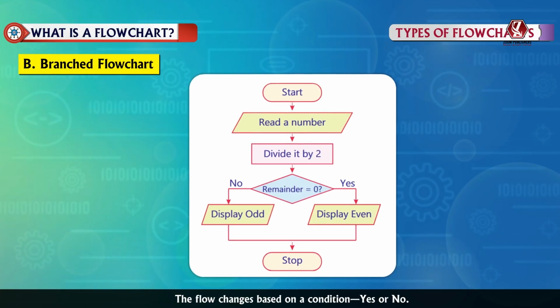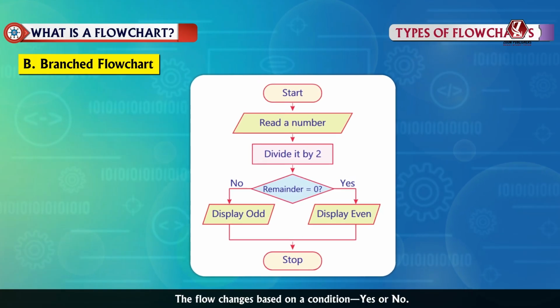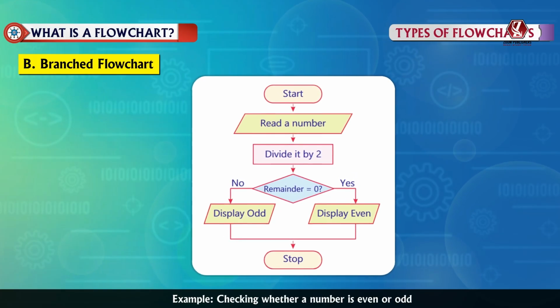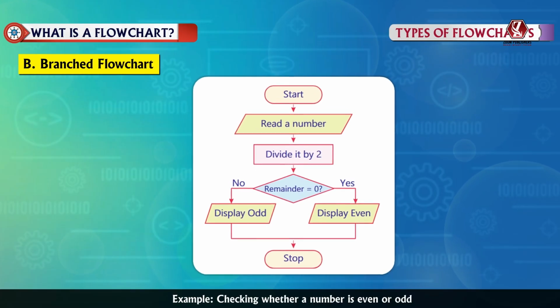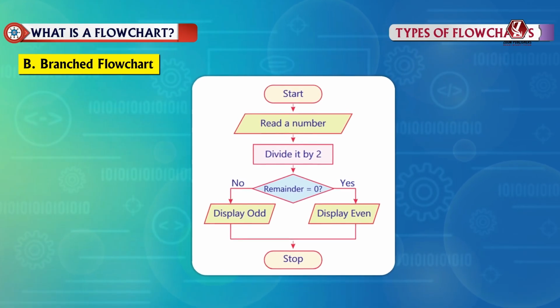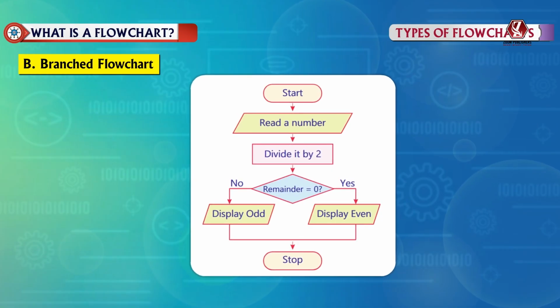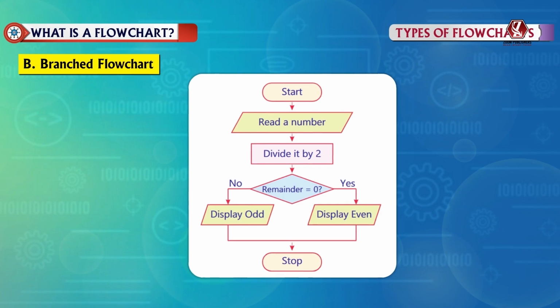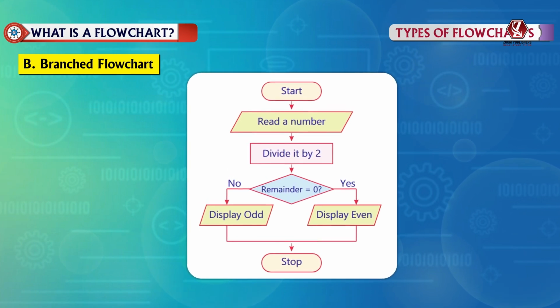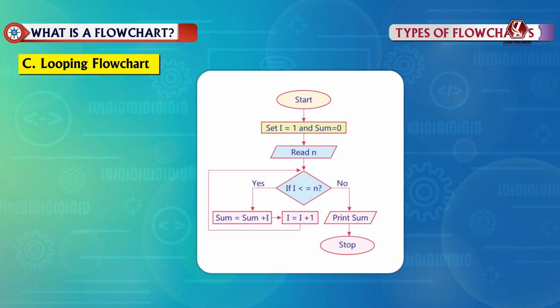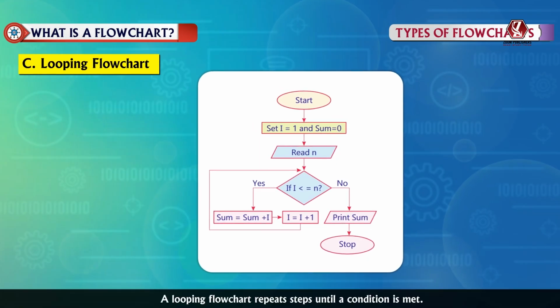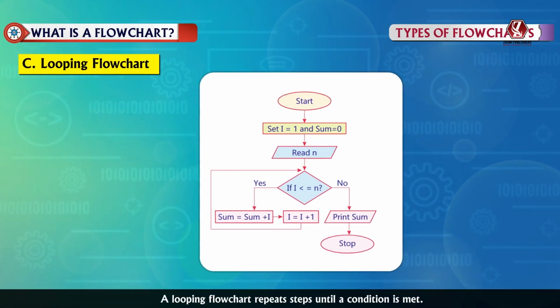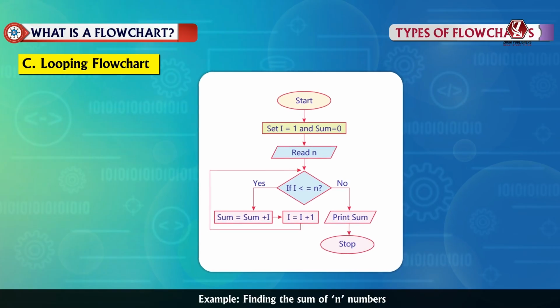B. Branched flowchart. A branched flowchart includes decisions. The flow changes based on a condition, yes or no. Example, checking whether a number is even or odd. Start, read a number, divide it by 2. Is remainder equal to 0? No. Display odd. Yes. Display even. Stop.